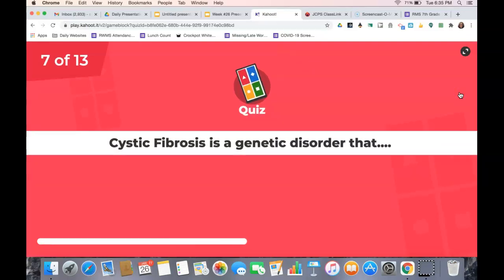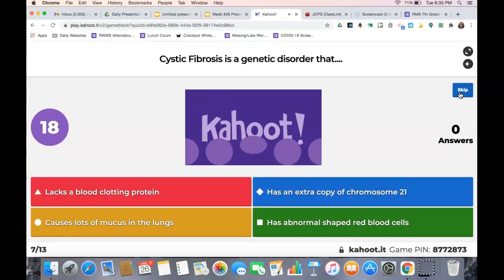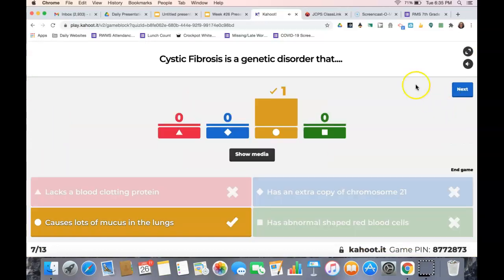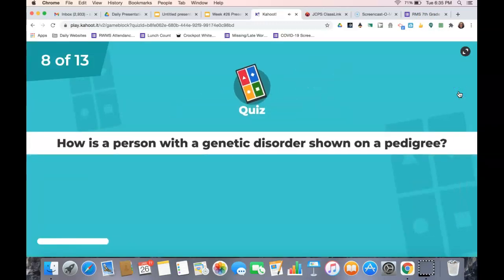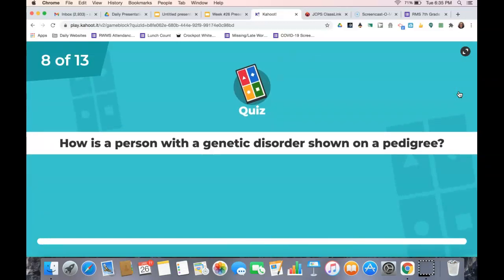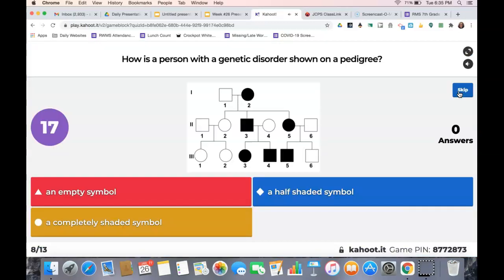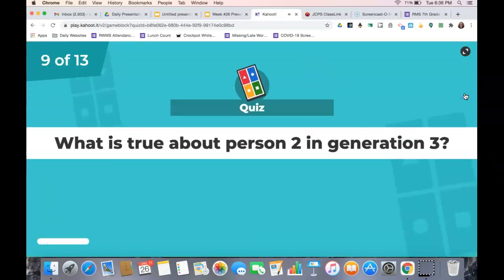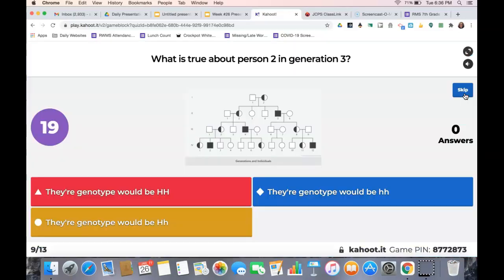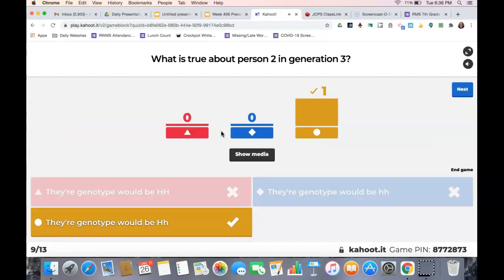All right, question 7. Cystic fibrosis is a genetic disorder that's going to be the one that causes lots of mucus in your lungs, right? Causes problems in your intestines, your lungs, you cough a lot. Question number 8 says, how is a person with a genetic disorder shown on a pedigree? If they have the genetic disorder, they are going to be completely shaded in, showing that they have the disorder. Question 9, what's true about person 2 and generation 3? Here's generation 3, here's person 2. They're going to be a carrier, so 1 capital letter, 1 lowercase letter.